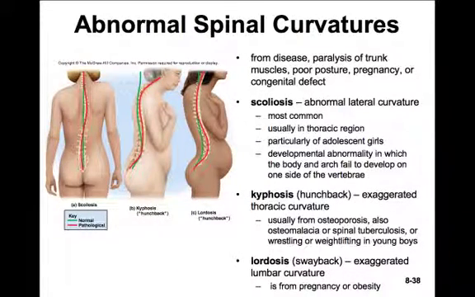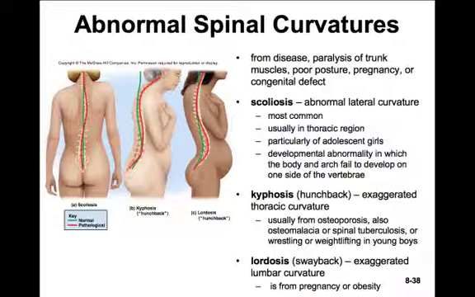There are some abnormal spinal curvatures, often as a result of disease or poor posture. Pregnancy can have its impacts, or congenital defects. Scoliosis is where we see deviation in the spine from left to right. It's the most common abnormal curvature. Usually we see scoliosis in the thoracic region, and it's prevalent in adolescent girls. In scoliosis, we actually see that the vertebral arch and body don't develop properly on one side of the vertebrae, and that's what leads to the curvature.